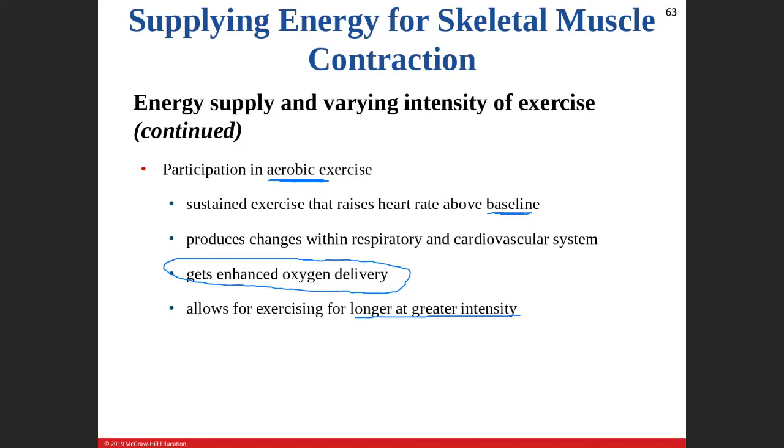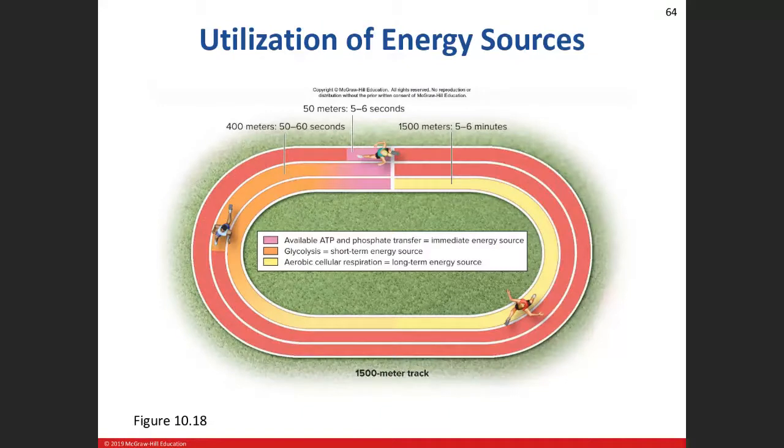That's ideal. So that's what this picture here shows us, the utilization of the energy processes. That short burst, the phosphate transfer system. Once around the track, that's going to be glycolysis and the phosphate transfer system. Then 1,500 meters, I think that's 4 times around the track, I never ran track, that's going to be primarily the aerobic cellular respiration.